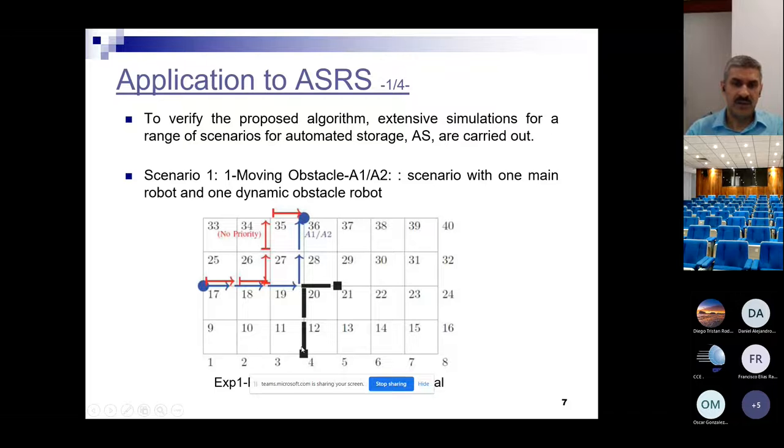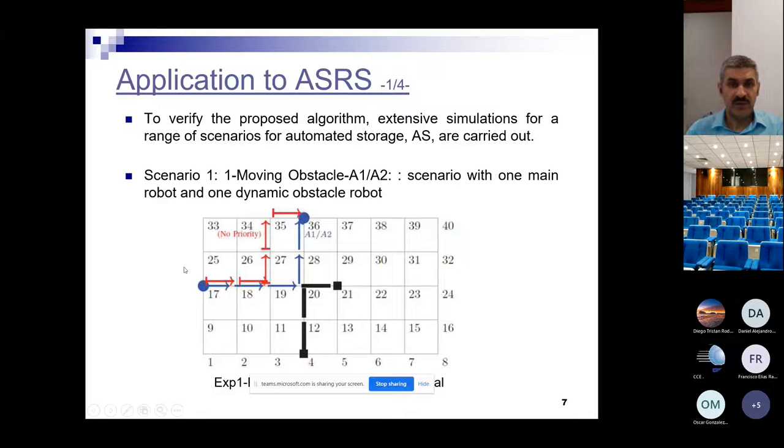If you look at the black dots, 4 to 21, this is a moving obstacle. This is the grid, which I didn't explain yet: a basic grid containing 40 blocks, 40 nodes, numbered from 1 to 40. Let's say the robot is moving from node 17 to 36, and the black line shows an obstacle moving from node 4 to node 21.